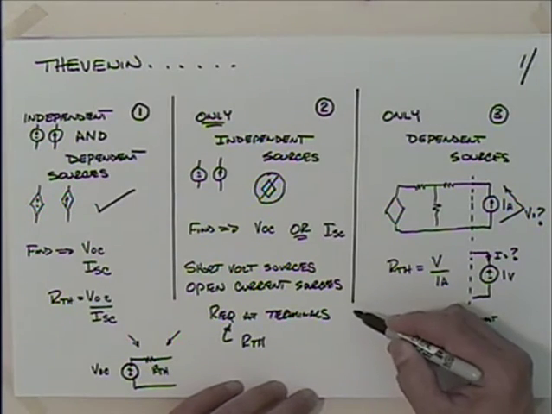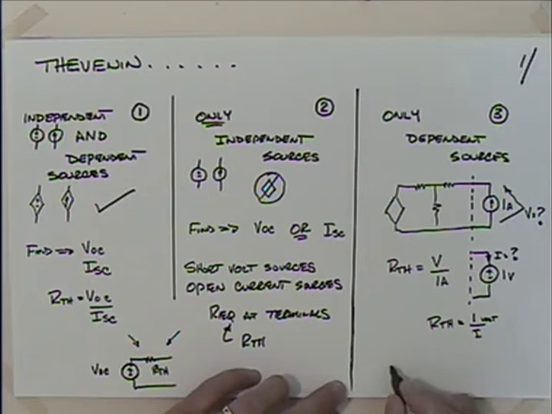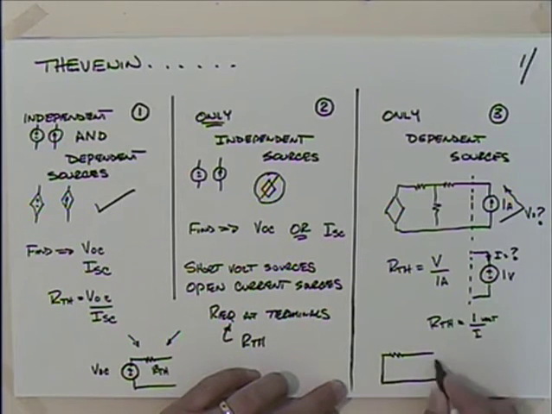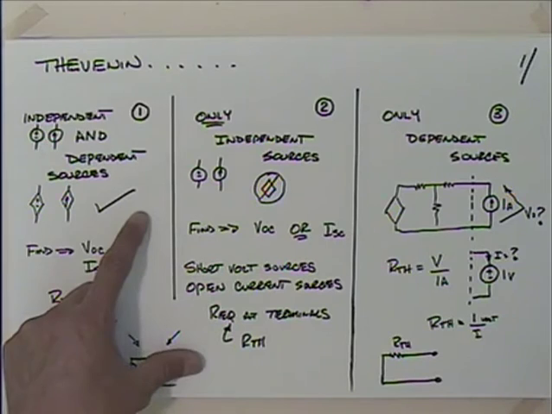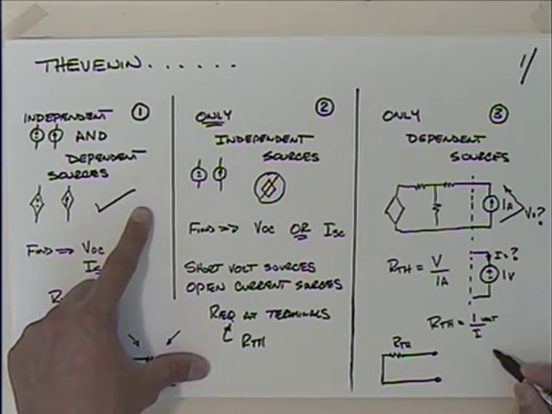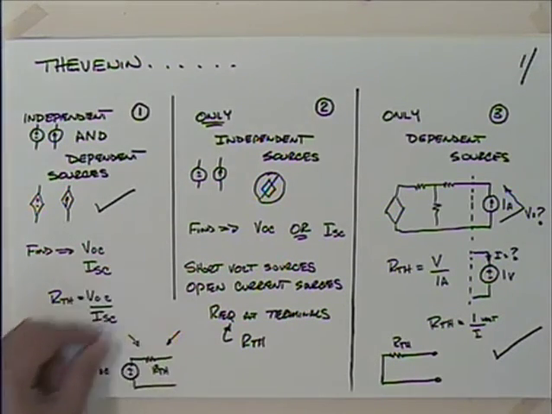This one, the model is quite a bit different, and maybe we should keep it separate over here. Its model is always just a resistor, R Thevenin. Okay. So like I said, I don't think we've got any homework problems. We definitely won't have anything on a test like this, but it's something to think about. It is a possibility if you have only dependent sources.